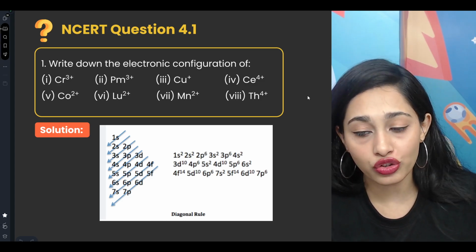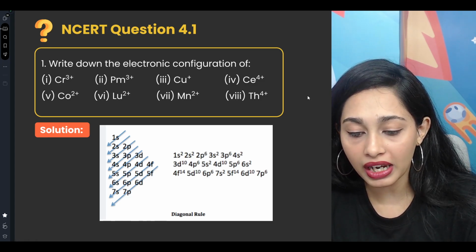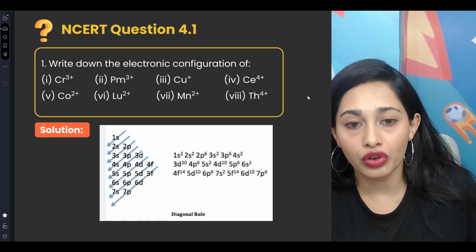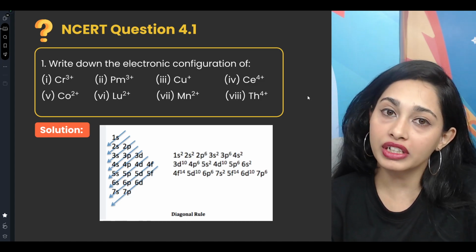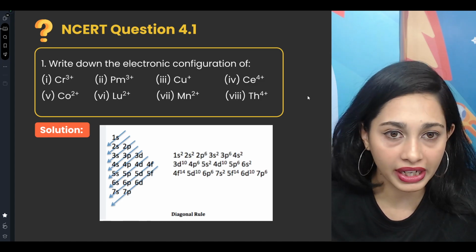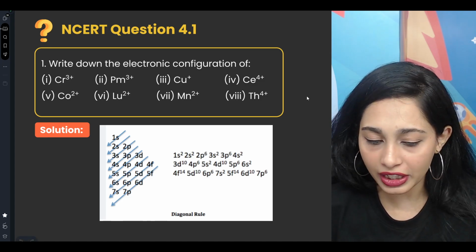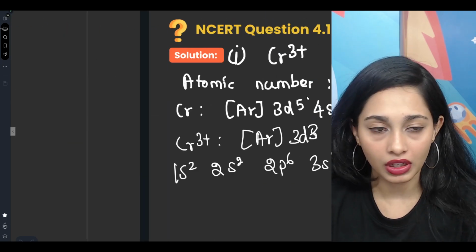Basically, what is electronic configuration? It's nothing but the symbolic representation or notation of the manner in which the electrons are arranged or distributed in the different orbitals. So we are going to write for them one by one.